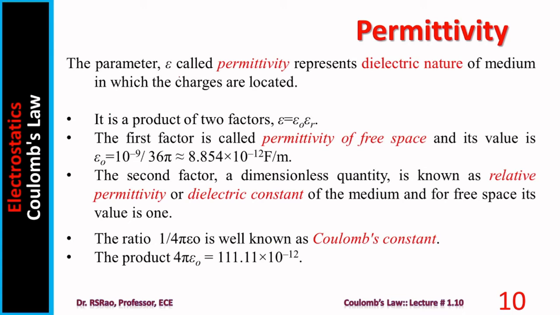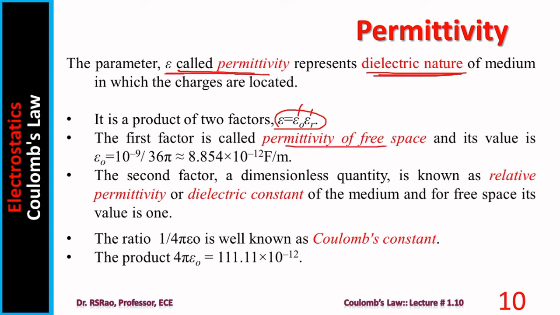It is permittivity. In this slide I provide some information regarding epsilon. The parameter epsilon is called permittivity. It represents the dielectric nature of the medium in which charges are located. It is the product of two factors: one is epsilon naught, another is epsilon r. Epsilon naught is called the permittivity of free space. Epsilon r is called the relative permittivity of the medium in which charges are located.